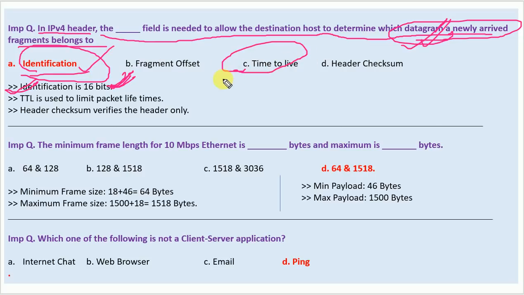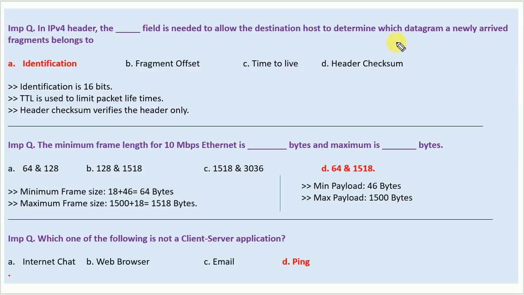TTL is different, we have already discussed it. It is used to limit the packet lifetime. Header checksum is basically used for error control, and it verifies the header only. Okay, so identification is the correct option for this question. Identification determines which datagram a newly arrived fragment belongs to. So in this question you have to note two points. One is the functionality of identification, which is what this question asks: which datagram a newly arrived fragment belongs to is determined by the identification component of the IPv4 header. And the size of identification is 16 bits.